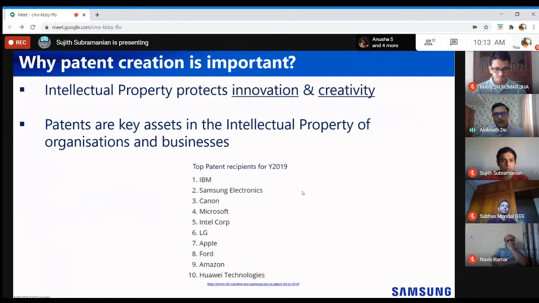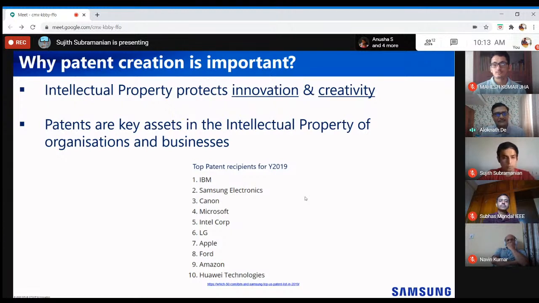So intellectual property protects innovation and creativity, and patents are key assets in the intellectual property of an organization's business. There are different companies; we just showed the top patent recipients for 2019. Patents have to be in different countries. There are US markets, so patents are linked to that. There is Europe PCT filing, there is the India market.